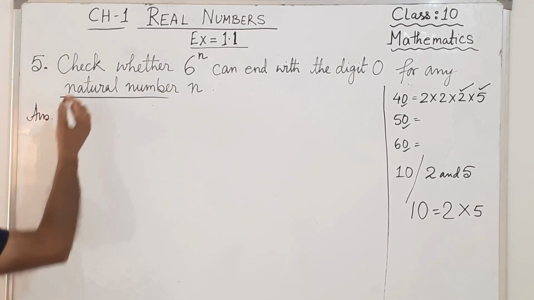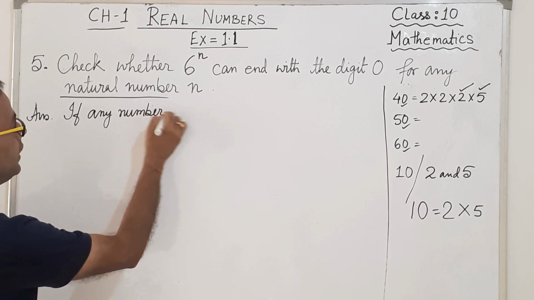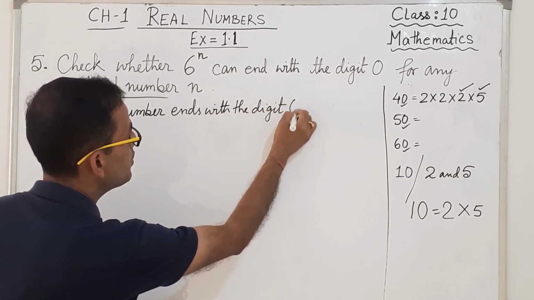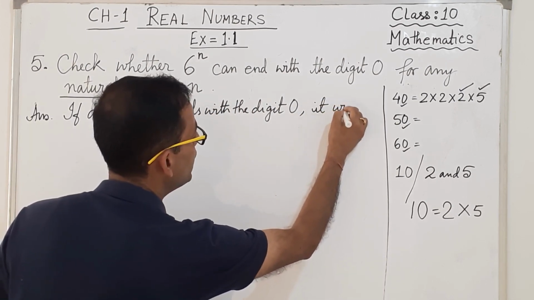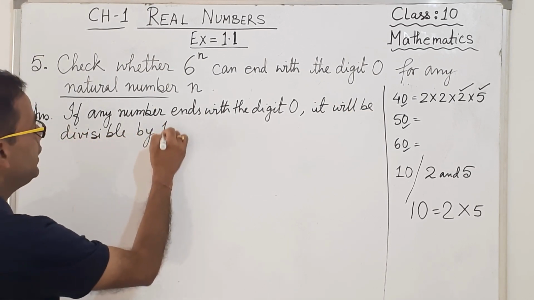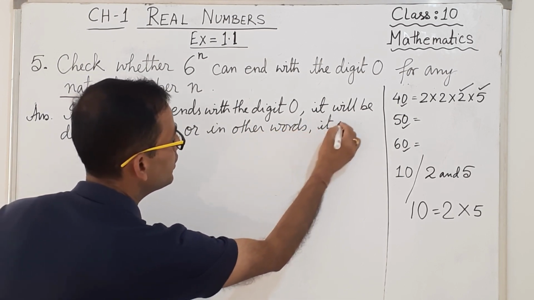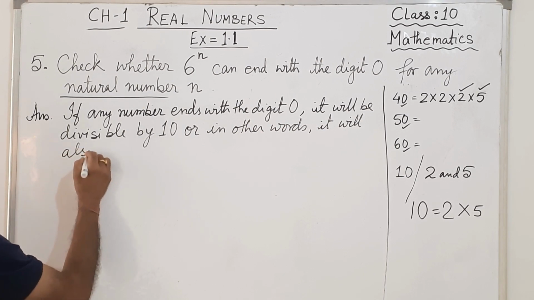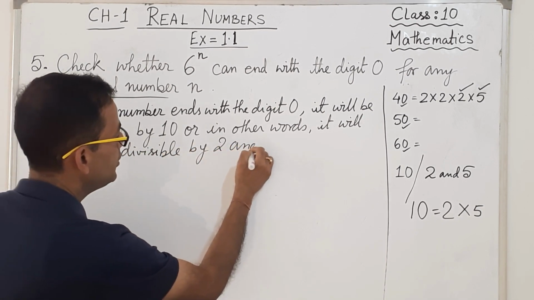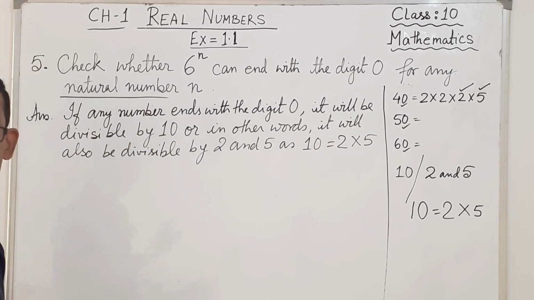Okay. So what we will write? We will write here, if any number ends with the digit 0, it will be divisible by 10, or in other words, it will also be divisible by 2 and 5, as 10 equals 2 into 5. Clear up to this much?